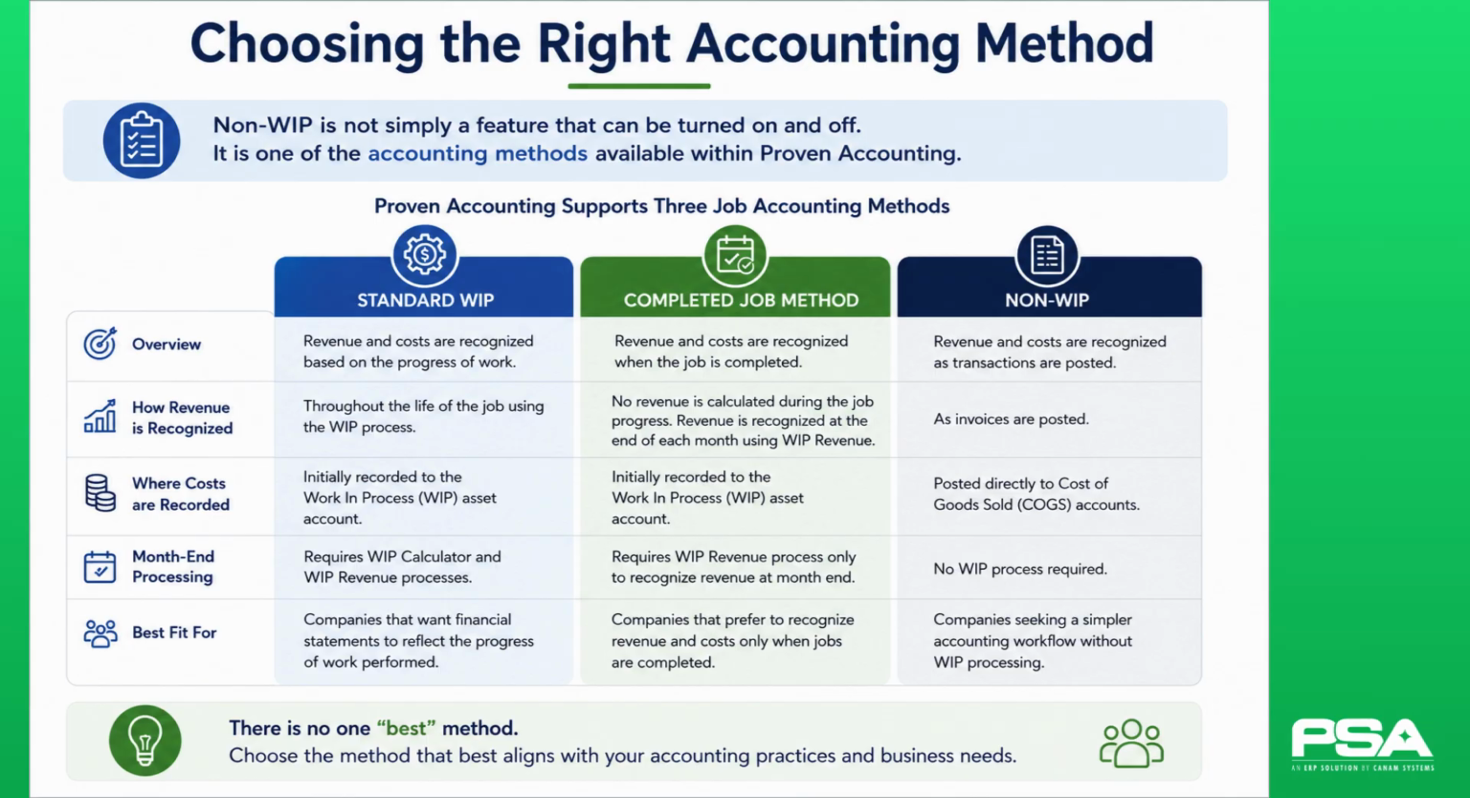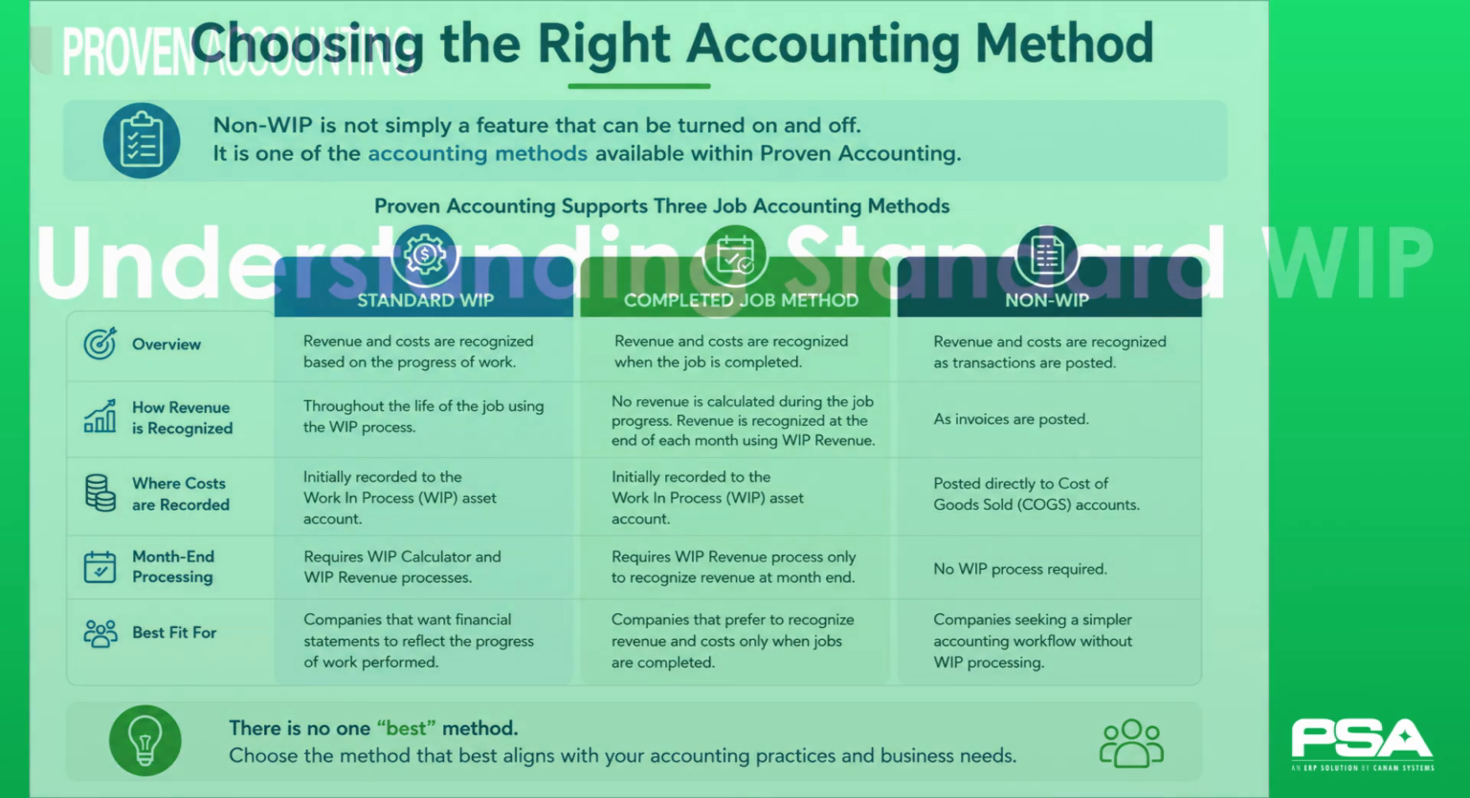If you're implementing Proven Accounting for the first time, you'll choose the accounting method that best aligns with your company's accounting practices. If you're already using our standard WIP or the completed job WIP, non-WIP isn't necessarily something we recommend changing to simply because it's available. Each method serves a different purpose, and changing accounting methods requires careful consideration of how your company recognizes revenue.